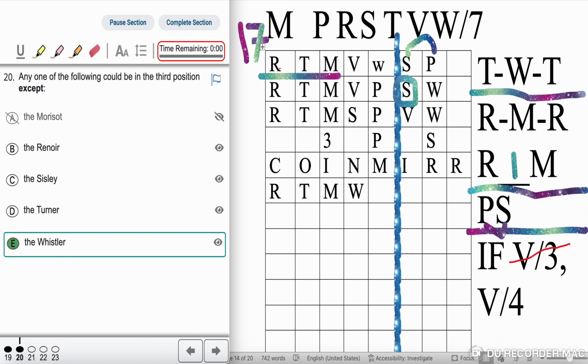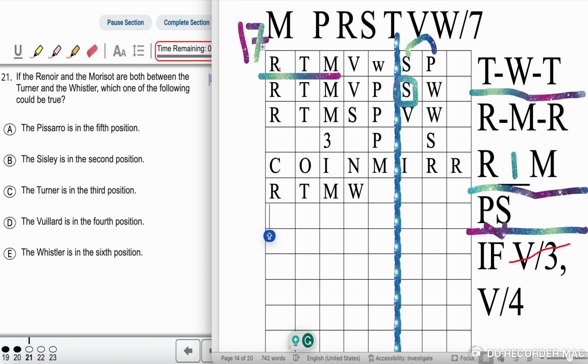Got the answer E. Question 21. If the R and M are between both T and W, which one of the following could be true? For us to be able to answer this question, we need to come up with a world that has this information, as you can see, like the data in place.